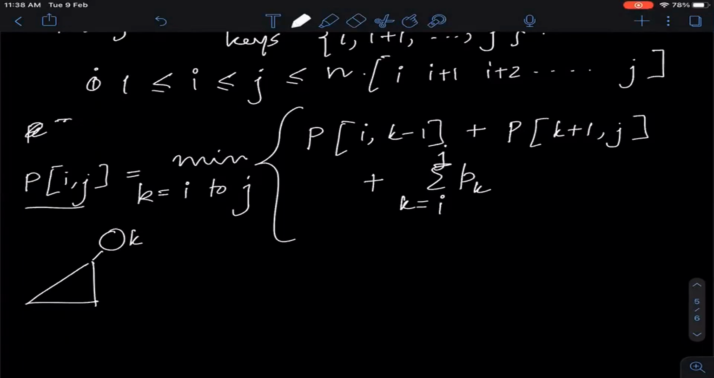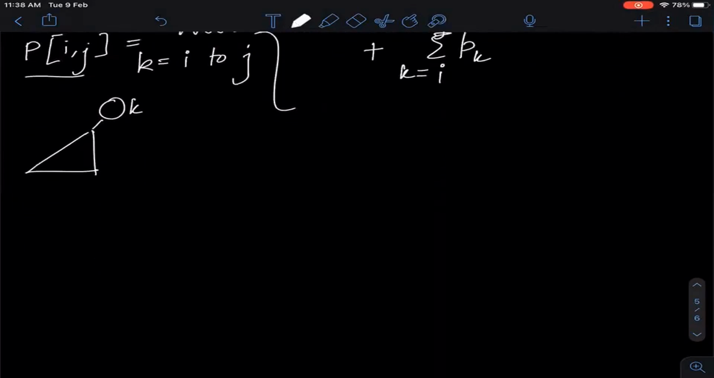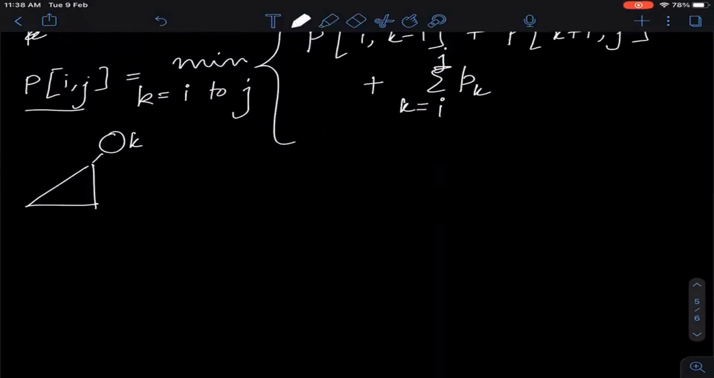Good. Now we are almost there. But it turns out that there is slightly more detail in this particular thing because of the weird nature of the subproblems. First of all, what do you think should be the base case here?